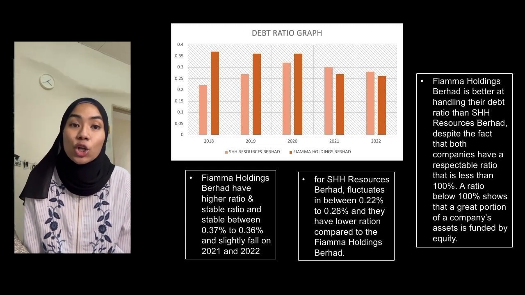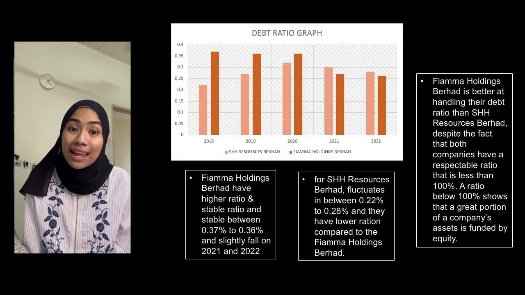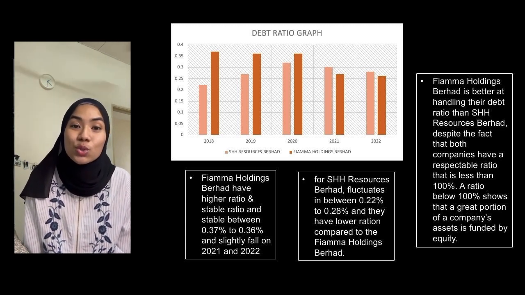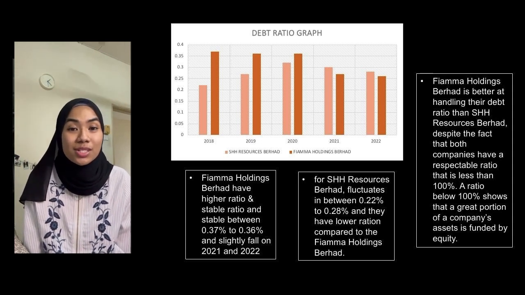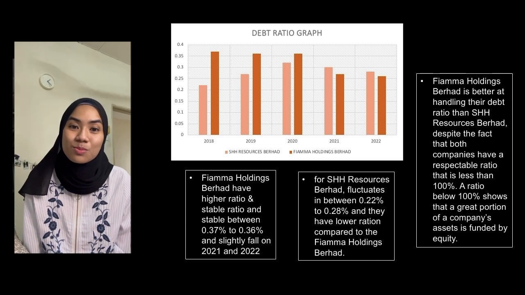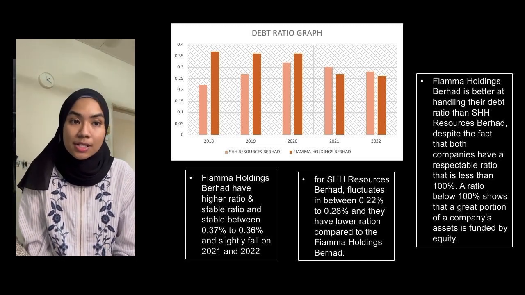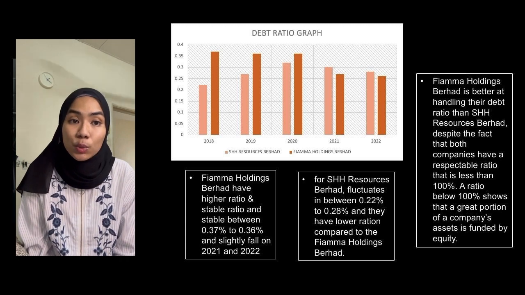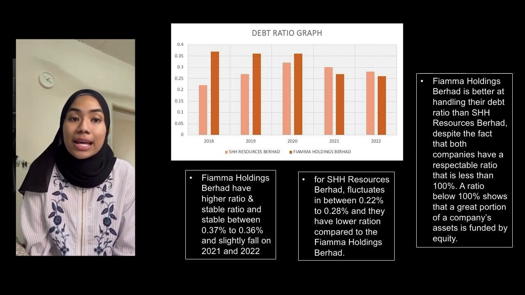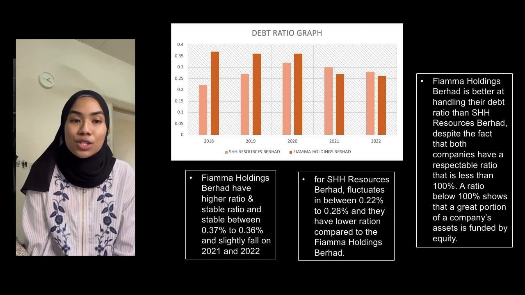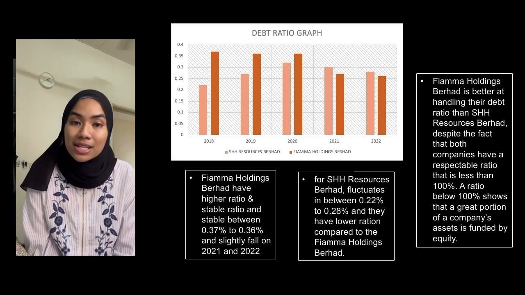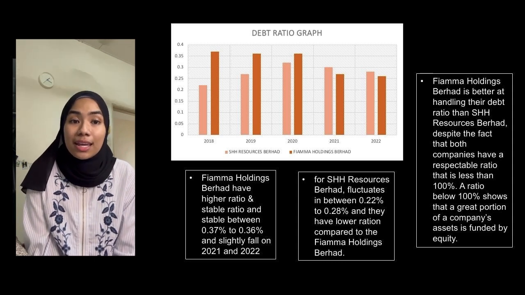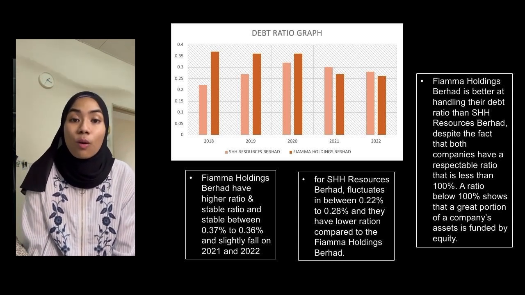from 2018 to 2019, and it remains constant in 2020, but it slightly falls in 2021 to 2022, which is from 0.27% to 0.26%. Next, SHH Resources is reflected between 0.22% to 0.28%. As we can see from the bar graph, SHH Resources Berhad increased a bit from 0.27% in 2019 to 0.32% in 2022. They have a lower ratio compared to Fiamma Holding Berhad.